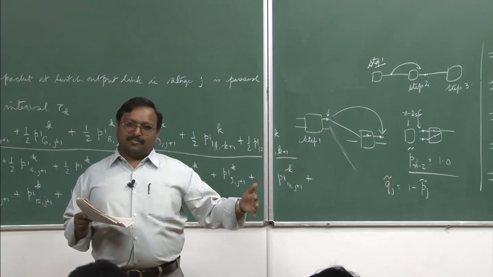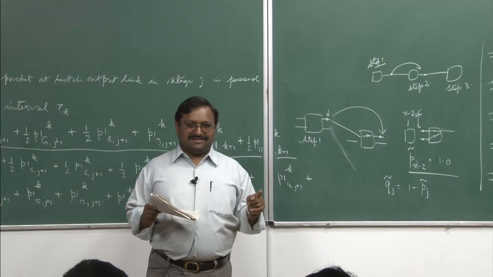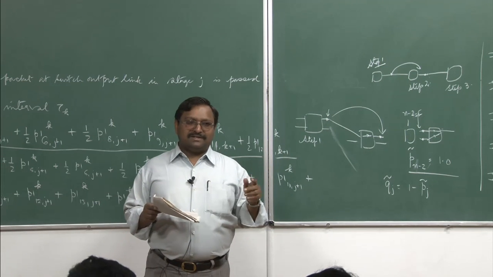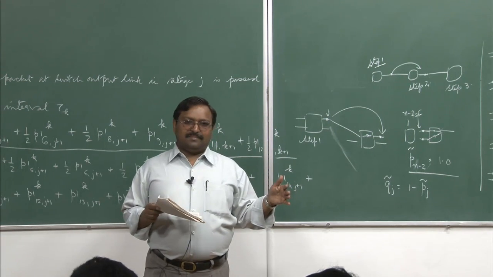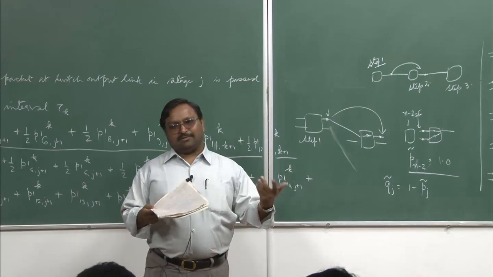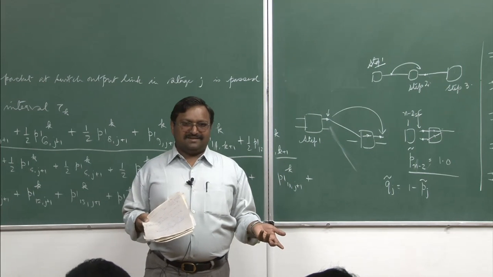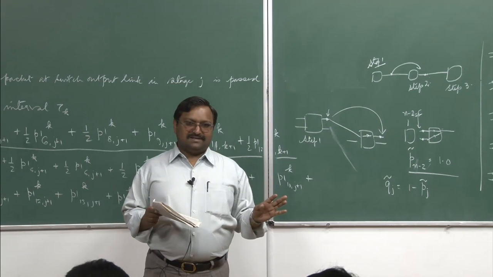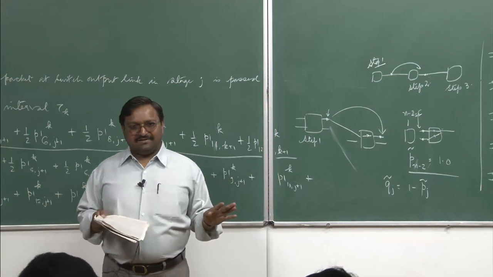This all is done in a computer program. It is not a simulation, it is a computation, but it is an iterative computation. It will converge at some point of time, and when it converges, at that time you take out all the results and find out the throughput. So, that is the procedure. There is no closed form solution.